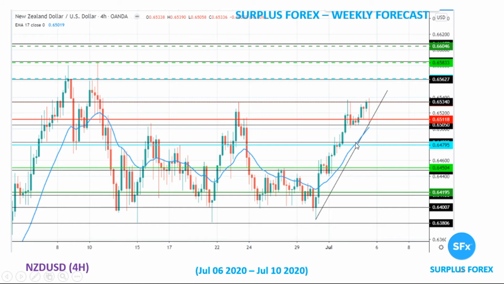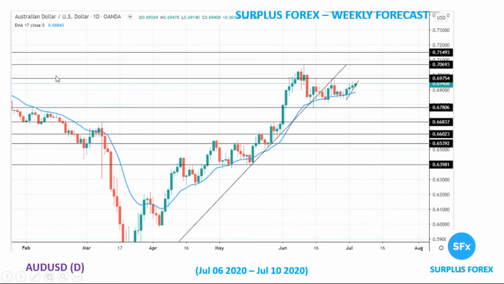On the reverse side, if it fell, then 64.79, 64.80 will be a good entry point. Please make sure it makes a good test here. And first target 64.50, second target 64.19. Same story, Aussie USD, same thing. It's been rising. I believe that it should be falling from here. At the max, it can go to 70.50, and then start falling from there.